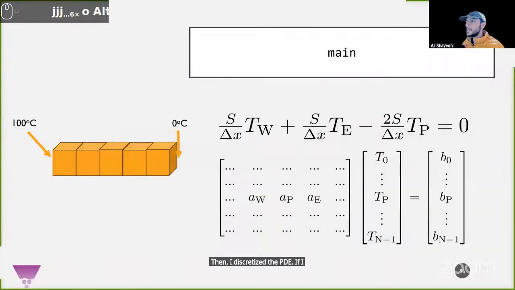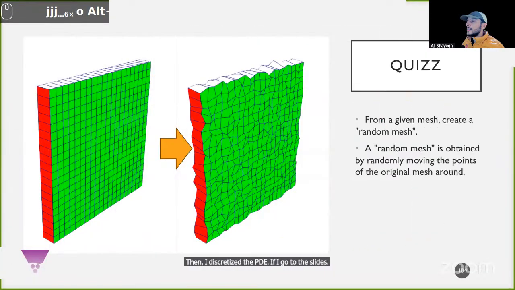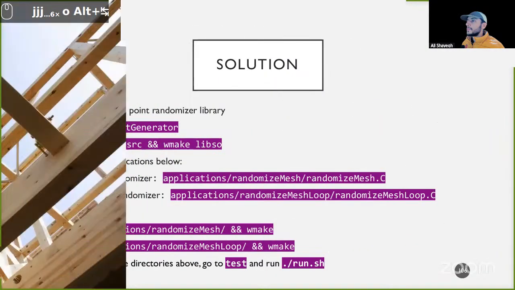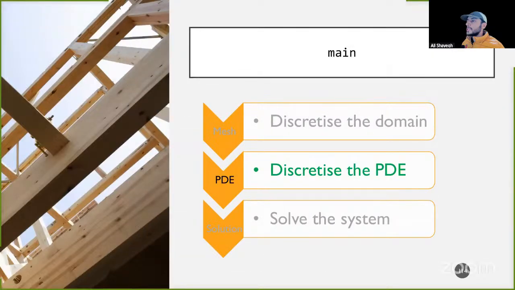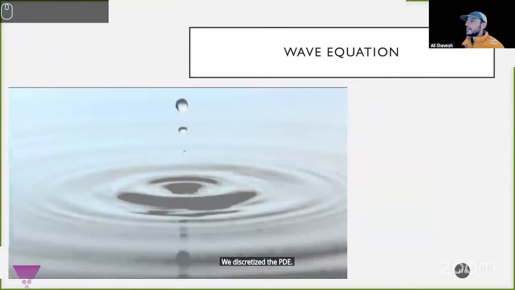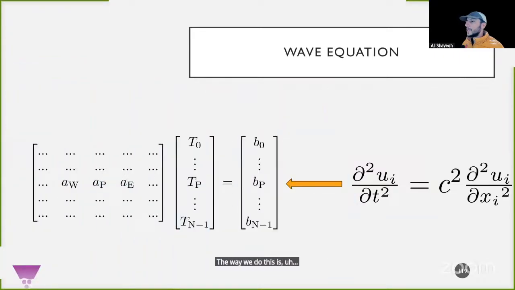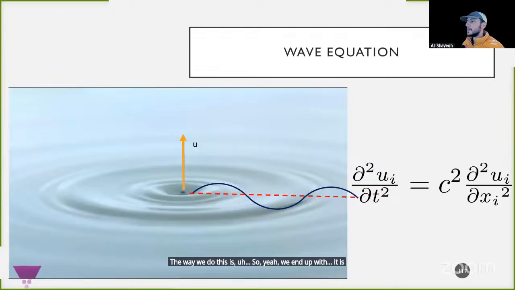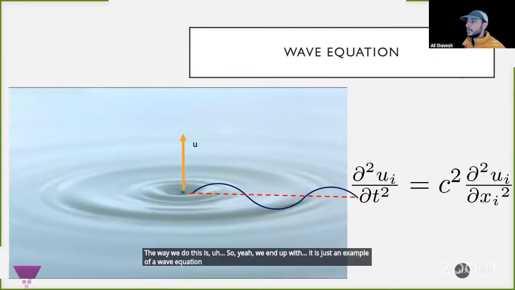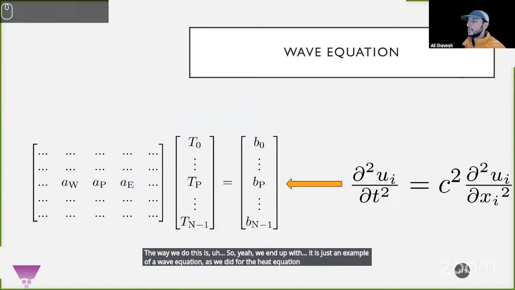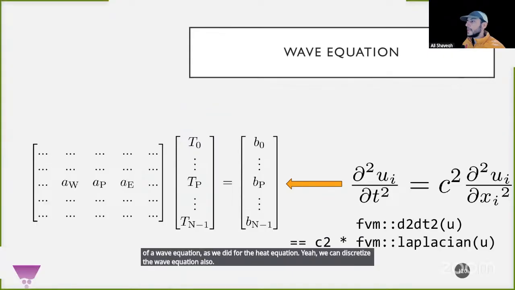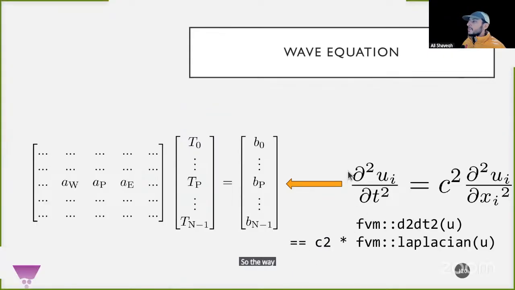Then I discretize the PDE. If I go to the slides, we discretize the PDE. It is just an example of a wave equation, as we did for the heat equation. We can discretize the wave equation also. The OpenFOAM notation for the wave equation looks like this. You discretize the time derivative term and you discretize the Laplacian term, and this is the notation you go ahead with.